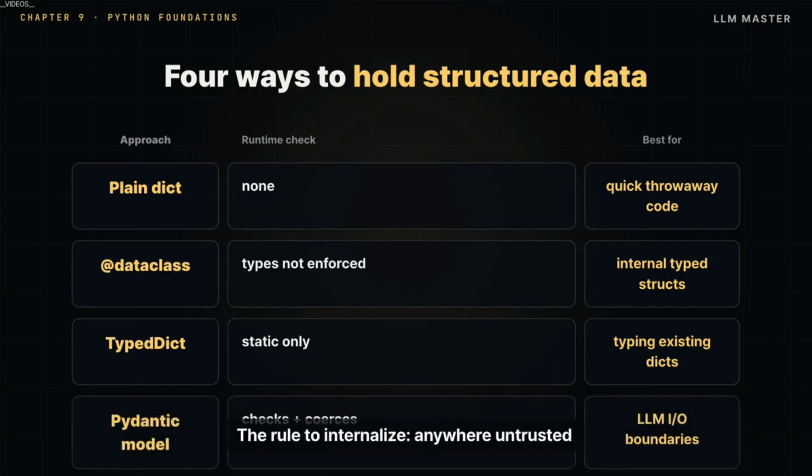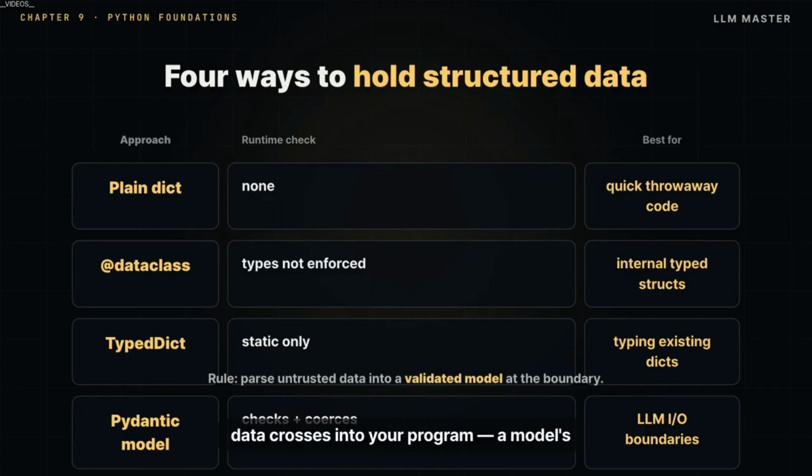The rule to internalize: anywhere untrusted data crosses into your program, a model's output, a webhook, a config file, parse it into a validated model at that boundary. Inside, work only with trusted typed objects. Don't just hope the shape is right, make the shape true.